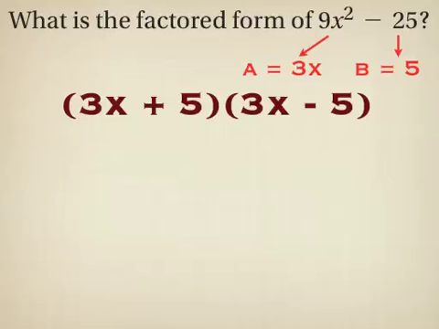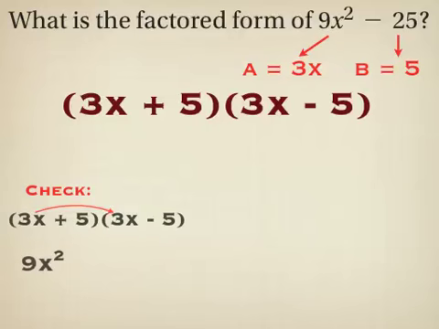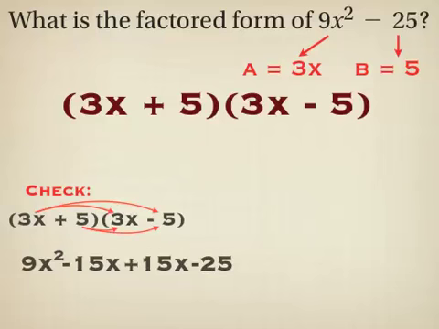Go ahead and check your work. 3x times 3x is 9x squared. 3x times negative 5 is negative 15x. 5 times 3x is positive 15x. And 5 times negative 5 is negative 25. Negative 15x plus 15x is 0, so we're left with just 9x squared minus 25.